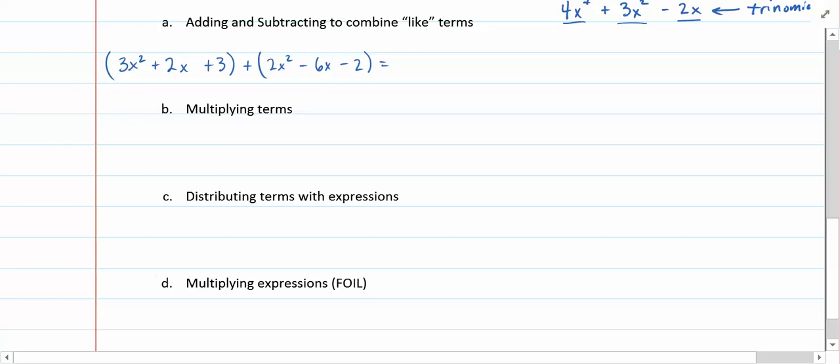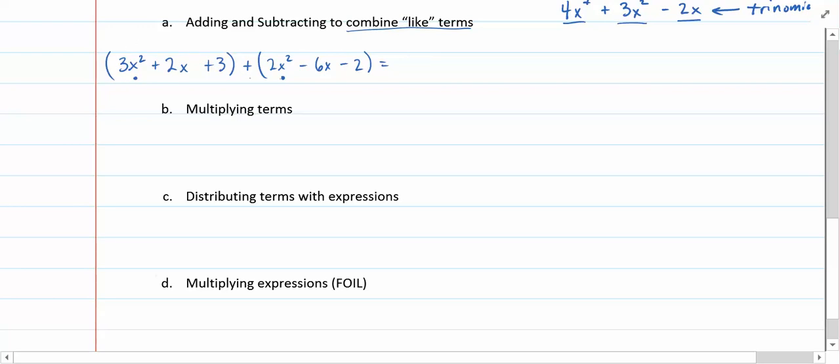And anytime that we add or subtract polynomials, we must combine like terms. That's the key here. And when I address like terms, the variable and exponent must match. That's what would indicate a like term. So this x squared number can combine with this x squared number. X squared and x squared are similar, so we would call those like terms.